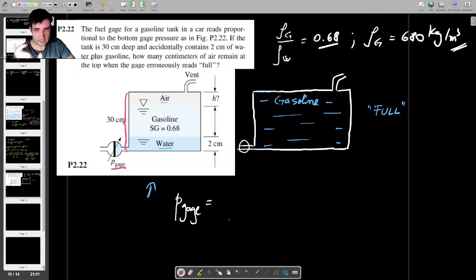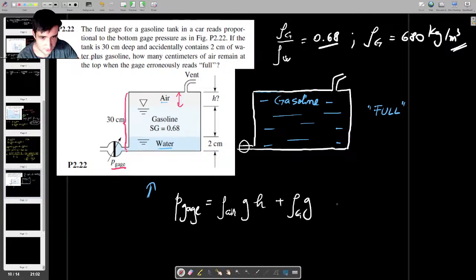On one hand, we have air, which we don't know what the height of air is. This is the unknown. So we have air pushing down, so we've got density of air times g times h, and then plus we have gasoline. So we have density of gasoline times g times, well, we don't know how much that is either. So this is going to be based on h.